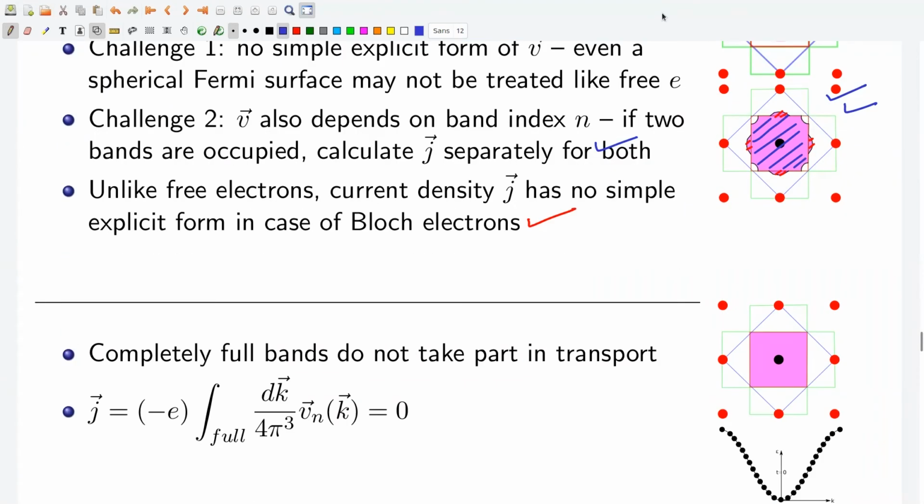Now, let us look at the most important message we can carry forward from this slide. This is a completely full band. There is no band overlap. In K space, the first Brillouin zone is completely occupied and rest of the Brillouin zones are unoccupied. We know that completely full bands do not take part in transport. As a result, if we evaluate this integral over the full Brillouin zone, we should get 0.